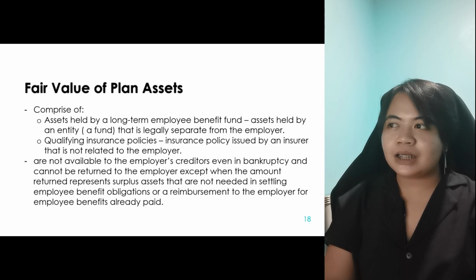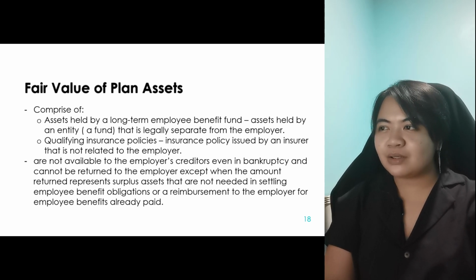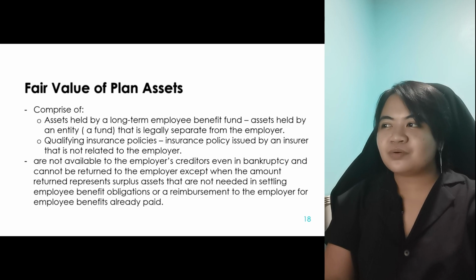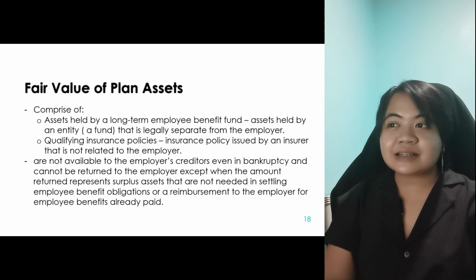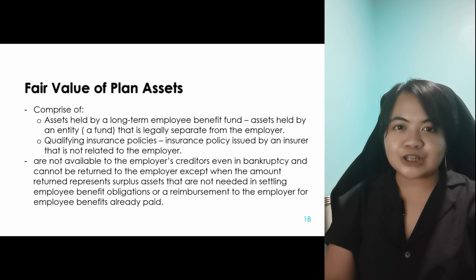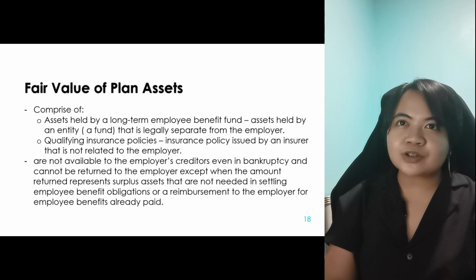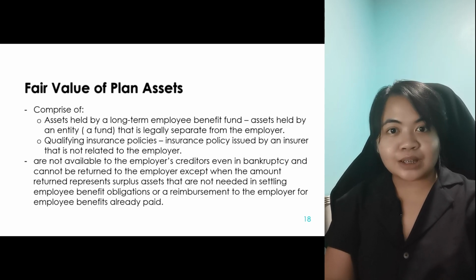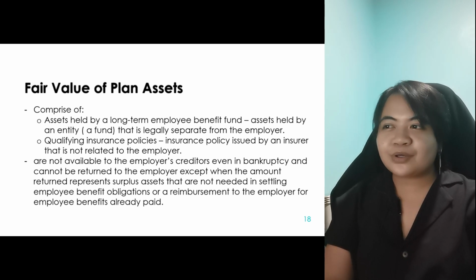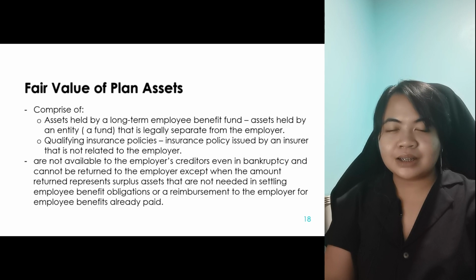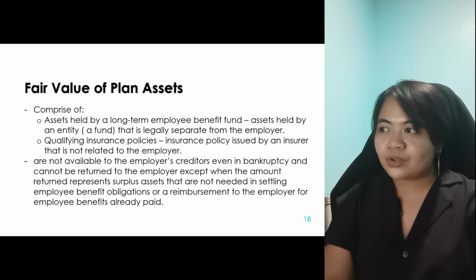As discussed earlier, I haven't discussed this yet. Anyway, these are your assets that are in the fund. Okay? So, assets held by a long-term employee benefit fund that is legally separate from the employer, or some qualifying insurance policies. The employer places these with a trustee or a financial institution, which accumulates investment income. Okay? Are not available to the employer's creditors. So, creditors cannot go after this, even in cases of bankruptcy of the employer, okay?